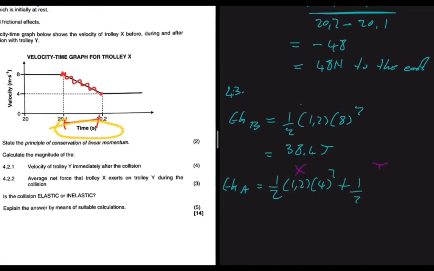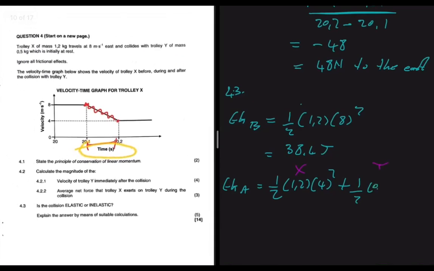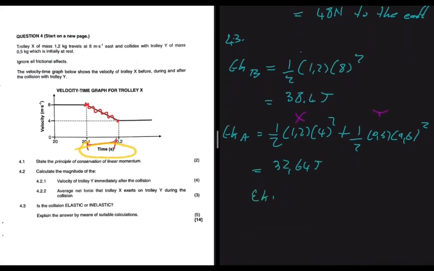We have the mass, which is what is the mass again? The mass is 0.5, so we have 0.5 multiplied by the velocity, which we calculated, 9.6, and then we square that. So let me just put that in my calculator real quick and see what I get. Multiply by 0.5 multiplied by 9.6 squared, I'm getting 32.64 joules. So since EK before is not equal to EK after, we deem this collision inelastic, right?